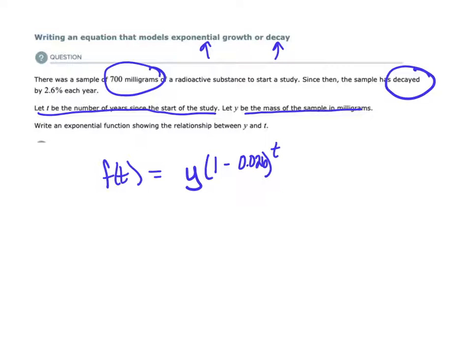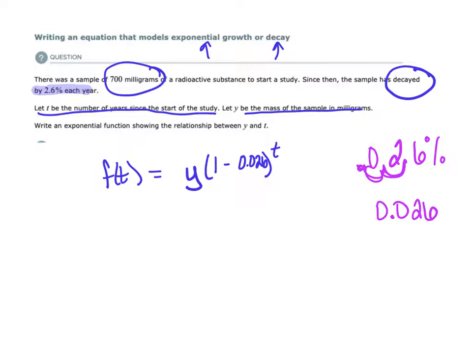Now, I want to talk about this 2.6% each year. That is a percent, and any time that you are doing anything algebraically, you have got to turn that percent into a decimal. You have to. So we're going to move that decimal over 2 spaces, and as a decimal, 2.6% is 0.026. That's the rate.